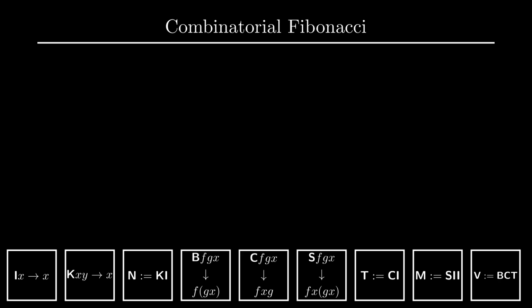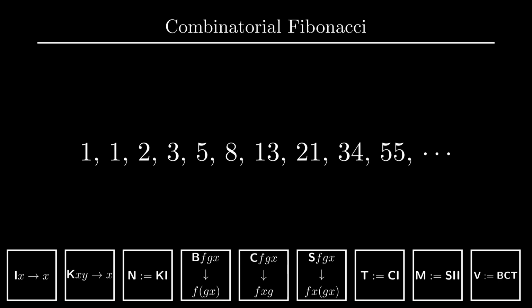Recall that we want to write a program that outputs the nth number in the Fibonacci sequence 1, 1, 2, 3, 5, 8, and so on. We keep track of our sequence using pairs. Let us first write a function that, given any two consecutive terms of the Fibonacci sequence, outputs the next two consecutive terms of the same sequence. For example, if we give it the pair 1, 2, it outputs 2, 3. Or if we give it the pair 5, 8, it outputs 8, 13.